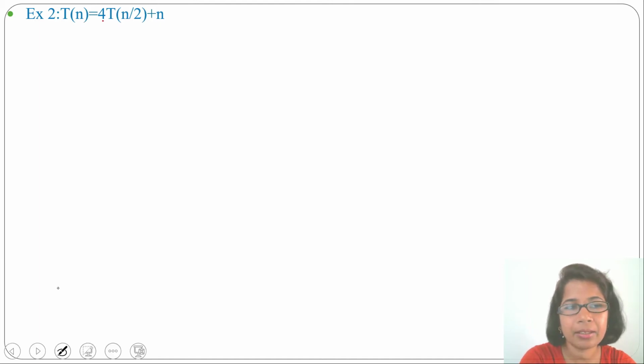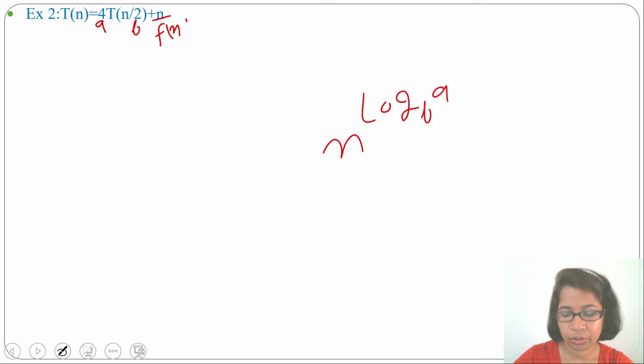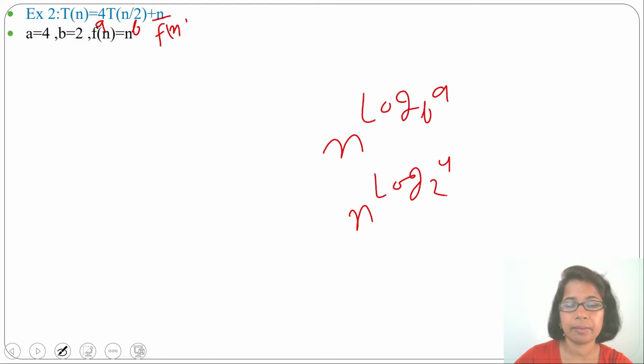What is a here? a is 4, b is 2 and the function is n. Now we found a, b and f(n). Next we need to find n power log a base b. So what is a here? a is 4 and b is 2. So we need to find n power log 4 base 2. Log 4 base 2 will be 2. So we'll get n square. n power log a base b is n square.